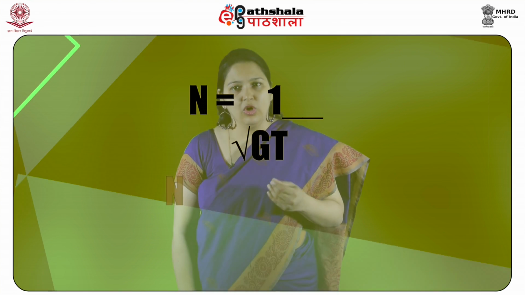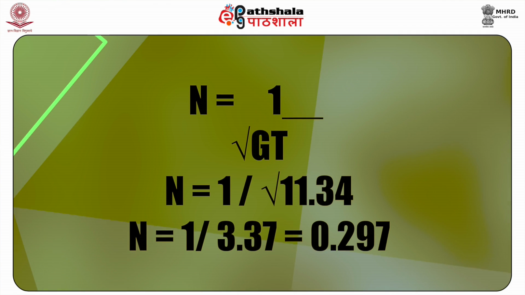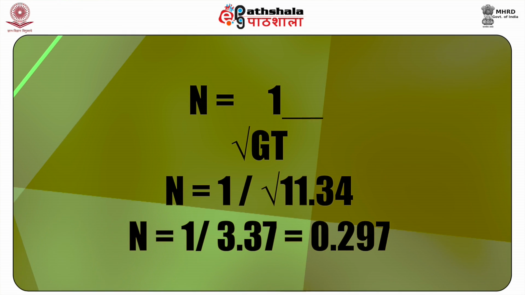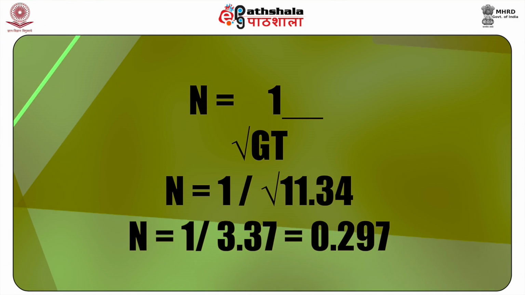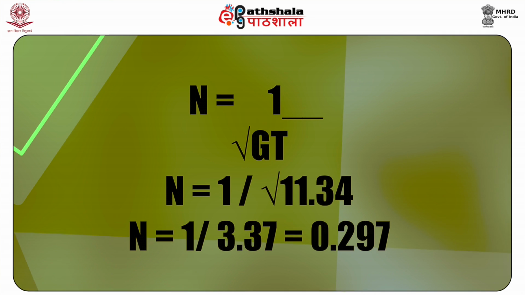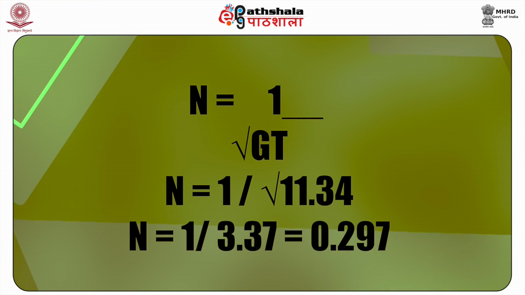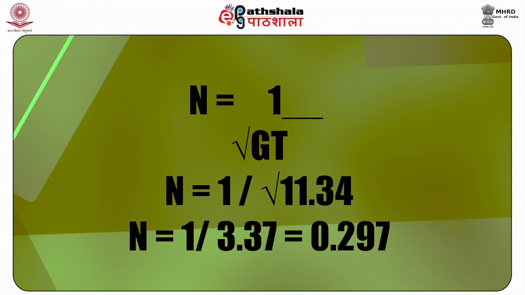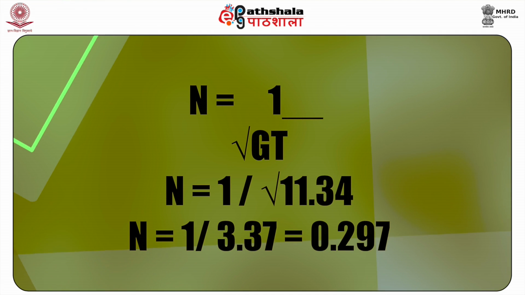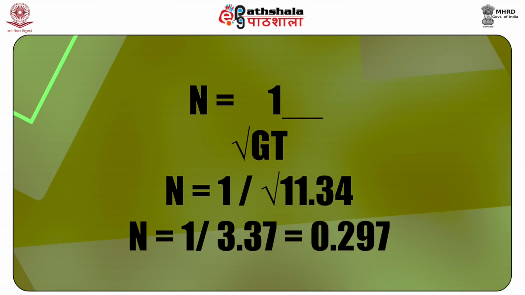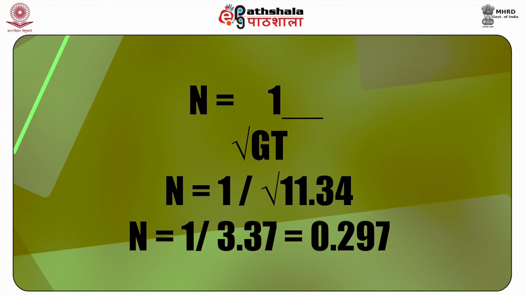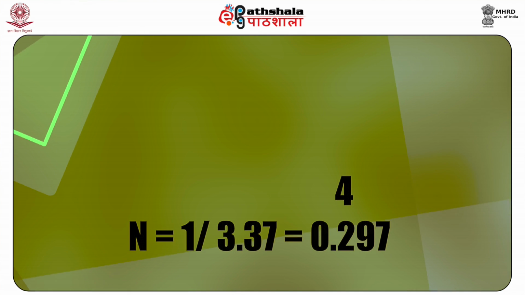Find the value of n by the following formula: n is equal to 1 divided by the square root of GT, where GT is the grand total. Since the grand total was 11.34, n is equal to 1 divided by the square root of 11.34, and the value of the square root of 11.34 is 3.37. Therefore, n is equal to 1 divided by 3.37, which is equal to 0.297.